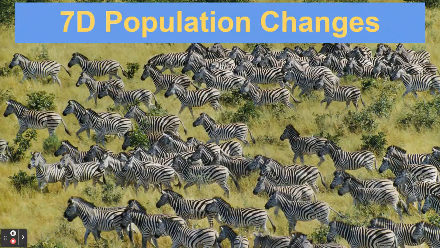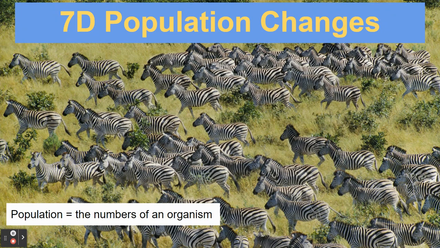Hello everyone and welcome to this revision video for Unit 7D on ecosystems. It's all about why do populations change. So what does the word population mean? Well, the word population means the numbers of an organism, so the numbers of a particular species. In this case, I'm going to give you some examples in relation to zebras.